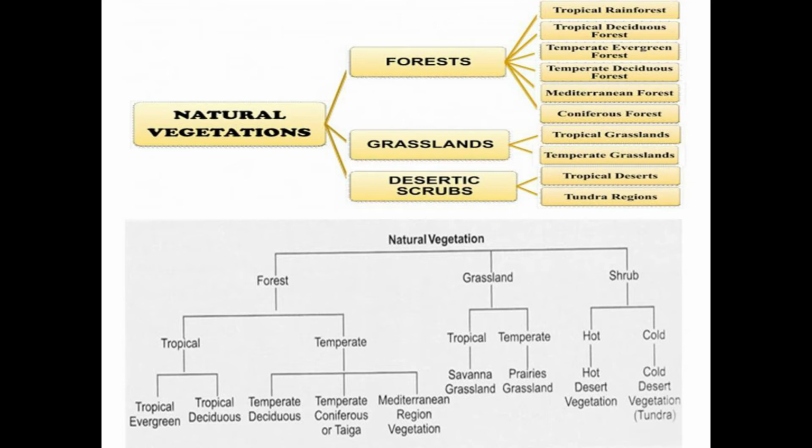The second type of desertic scrubs is the tundra vegetation. Tundra vegetation is present in areas which are very cold, especially in the polar regions. It comprises mosses and lichens. The surface is almost barren without any green cover and almost entirely covered with snow.